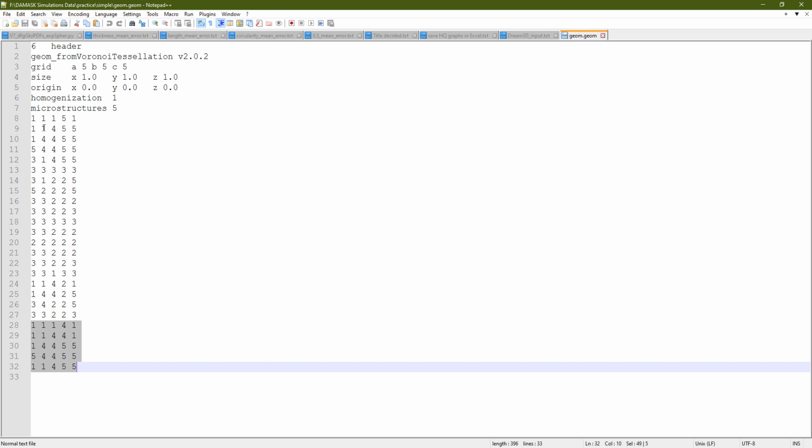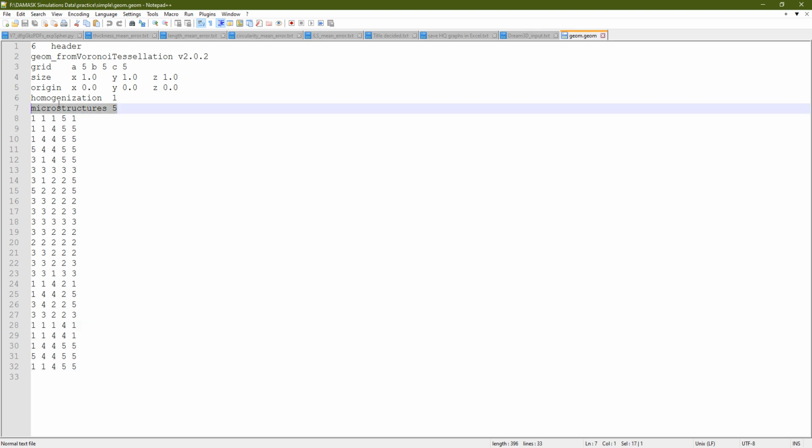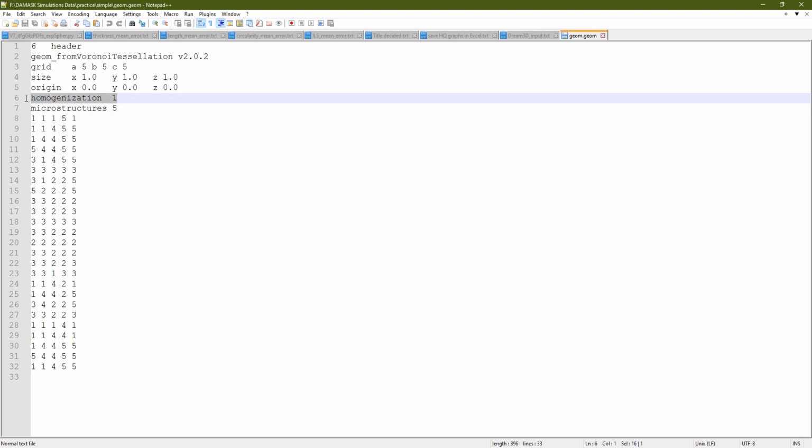Other points that I want to tell you: homogenization, defining microstructure, defining origin and size are all required according to how Damask is built. But in our cases, we will not be dealing with any of them. So this line is not needed at all. We can just remove it and make this header 5. It will still work fine. This line is also not needed. We can completely remove it and make this header smaller. It will still work fine.